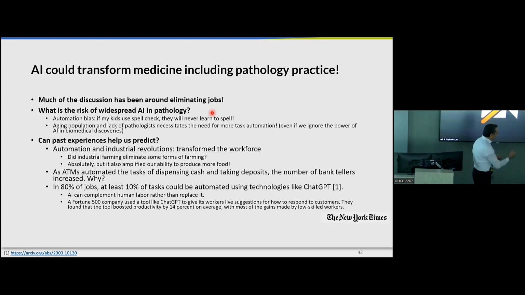So, ATM machines. This actually came out in the New York Times last week, and I didn't know about it. ATMs obviously automated the process of dispensing and depositing cash and that sort of stuff. But did the number of bank tellers go up or down? It actually went up. Why do you think that was the case? Any guess?